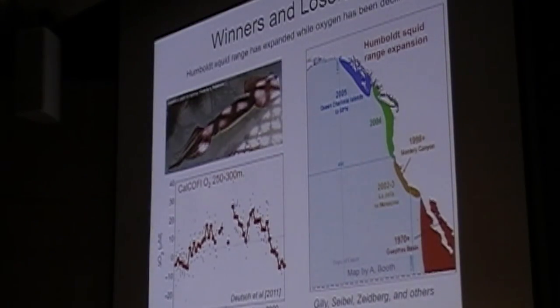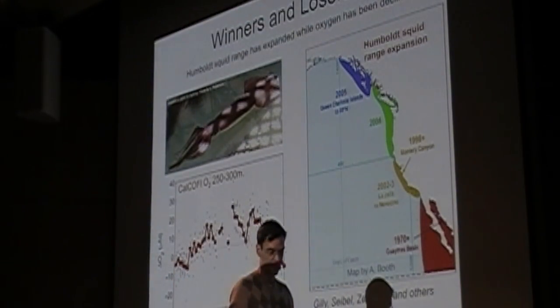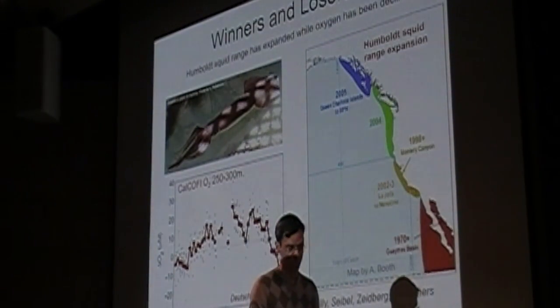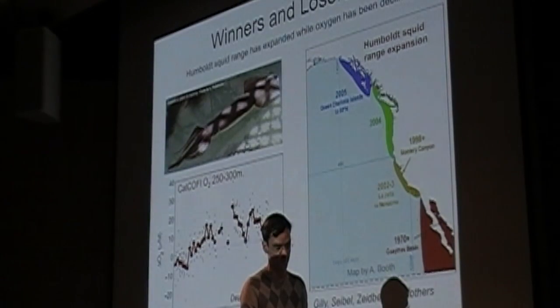And so there's got to be something else happening beyond just a physiological or even ecological threshold for the individual organism. There's probably some kind of species interaction, and people have suggested that the compression of habitat for the prey of the Humboldt squid.